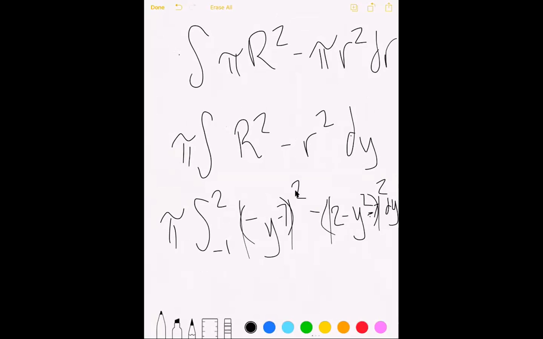Okay. So this would end up being pi times the integral of -1 to 2. And then you would type it into your calculator.